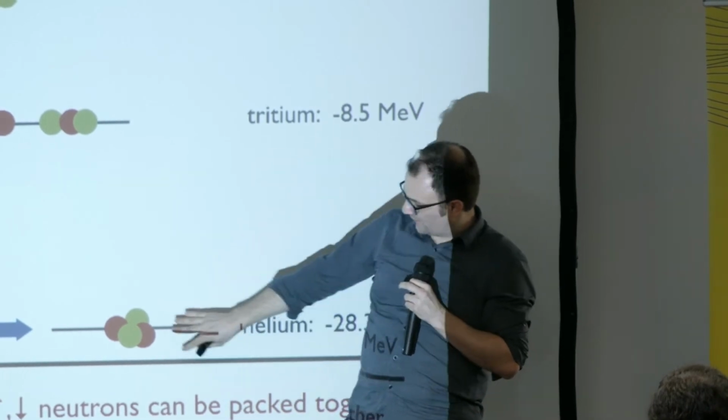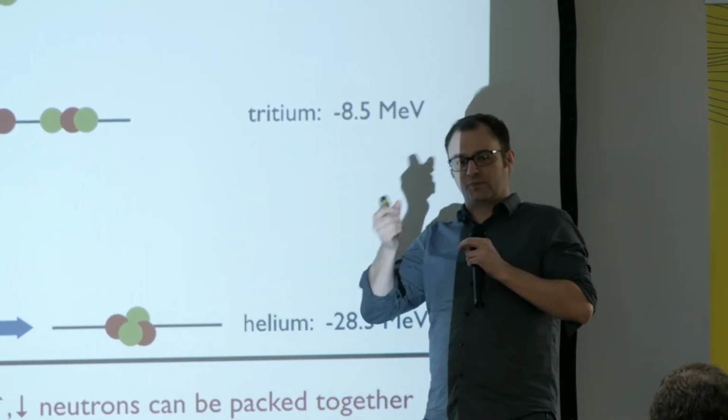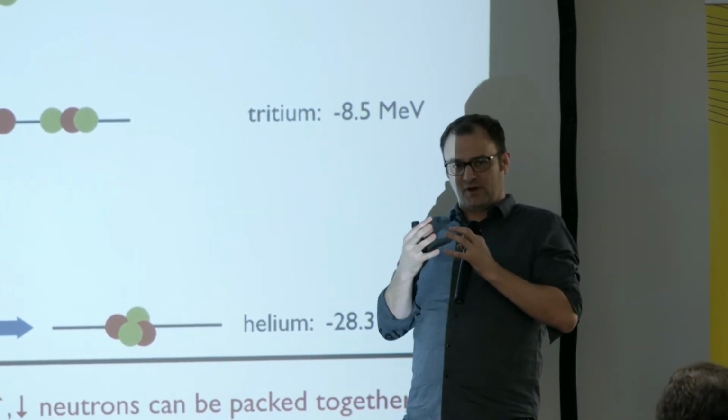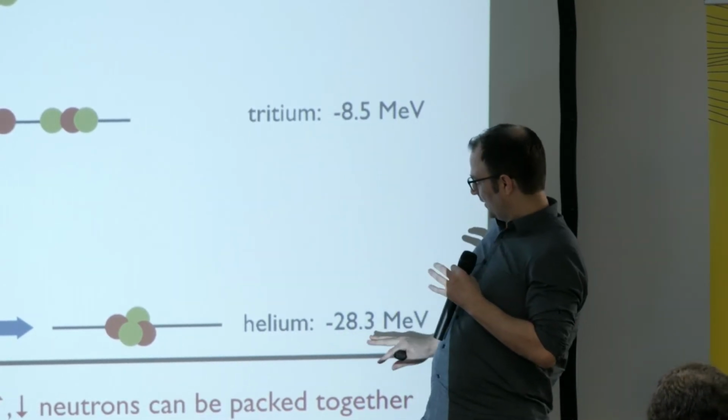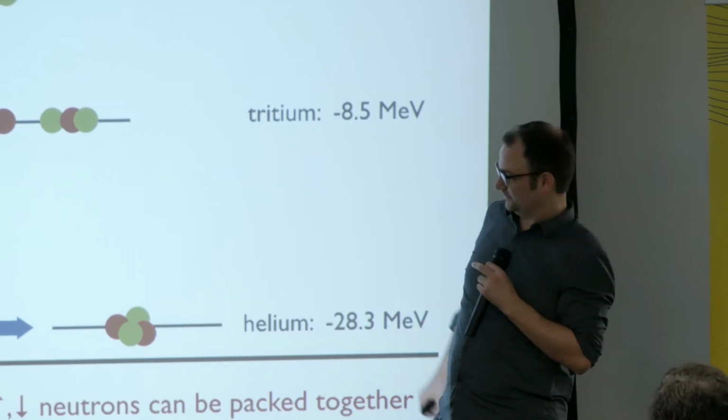So just the same, you can have a spin-up proton and a spin-down proton. And then you can also have a spin-up neutron and a spin-down neutron. They can sit very tight and on top of each other very compactly, and they have a lot of energy. So it's a very deeply bound nucleus. Okay.